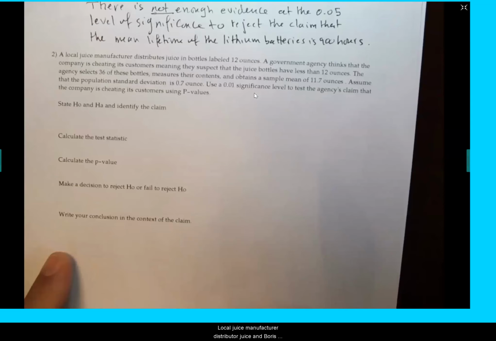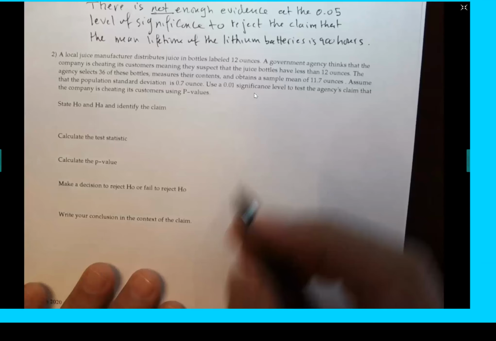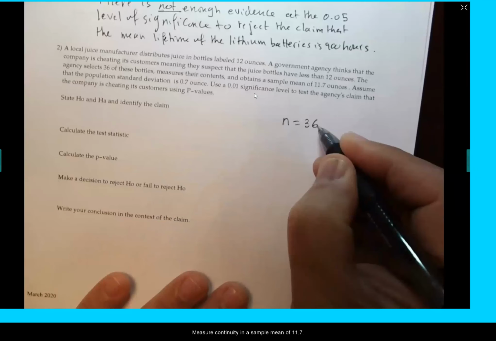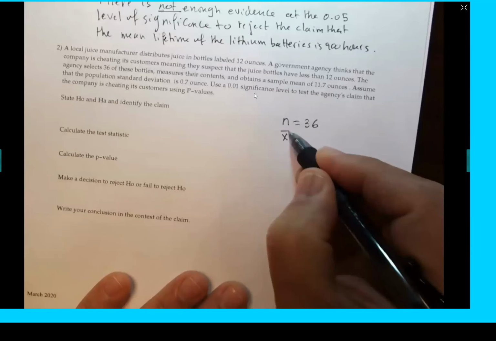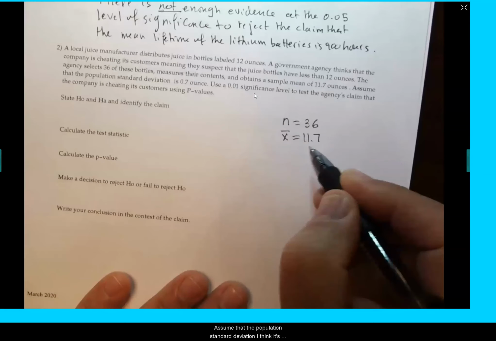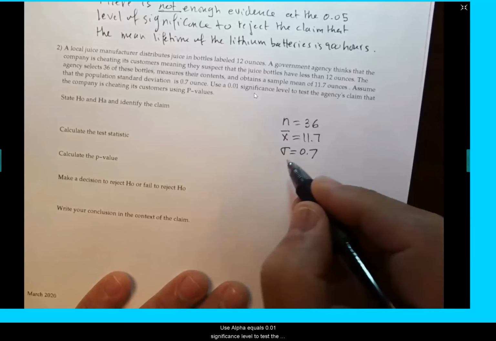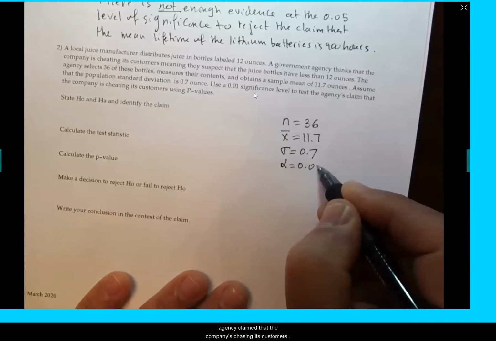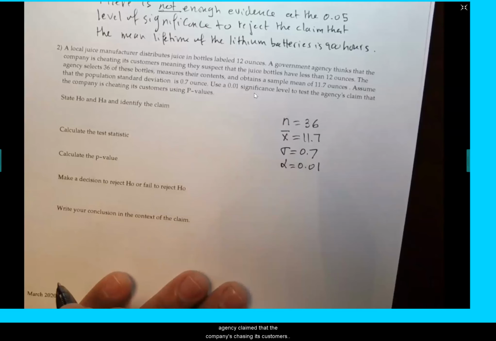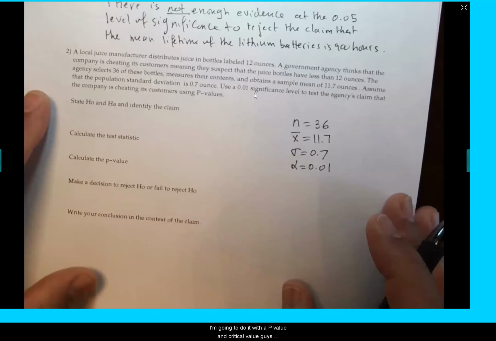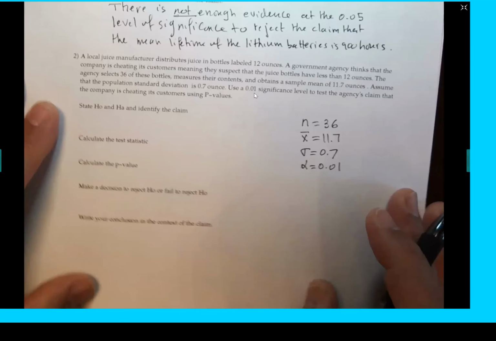A local juice manufacturer distributed juice in barrels labeled 12 ounces. A government thinks that the company is cheating. Cheating means they're putting less than 12 ounces. The agency selects 36 of these bottles, so n is 36. Measure their content, obtain a sample mean of 11.7 ounces. Assume that the population standard deviation, I think it's clear to you guys, this is sigma, not s. Use alpha equals 0.01 significance level to test the agency's claim that the company is cheating its customers using p-value. I'm going to do it with p-value and critical value, guys, and show you how that works.